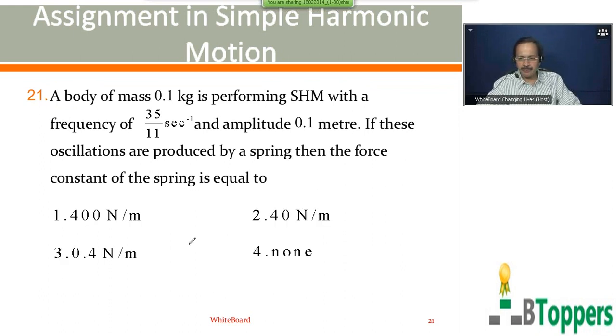So I have shown 4 options on screen. The first option is 400 Newton per meter. The second option is 40 Newton per meter. Third option is 0.4 Newton per meter. Come on, take a pause and try the question.